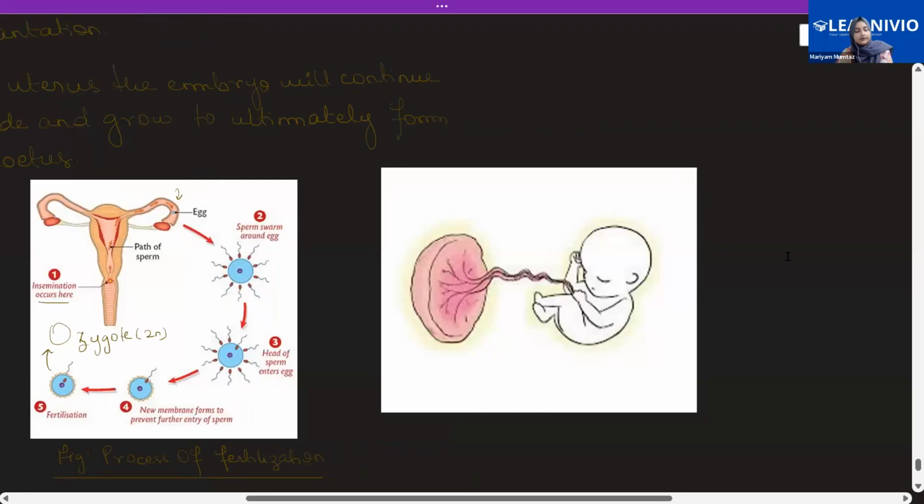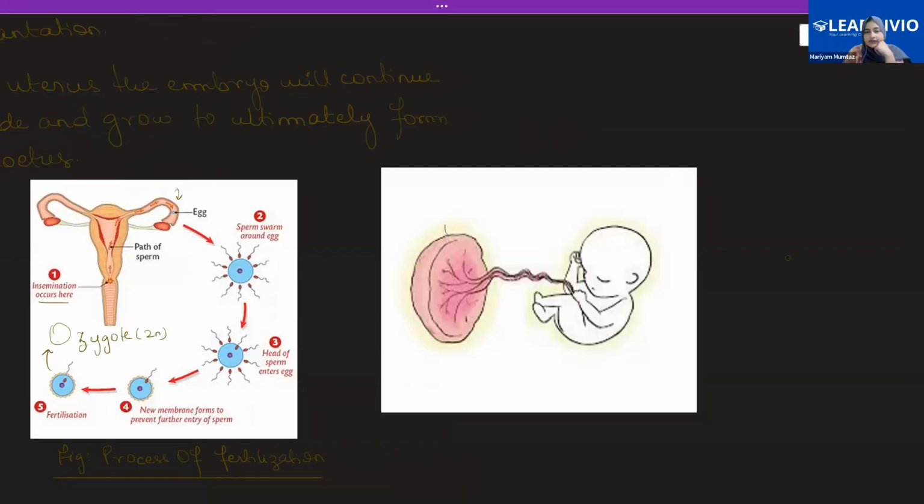Now see, this is how the structure looks like, wherein the fetus is being formed. The structure that you see right here, this is the placenta. And the part through which it is connected to the fetus is called the umbilical cord. And this right here is the fetus.